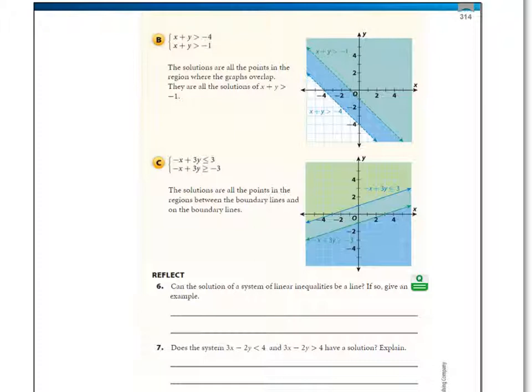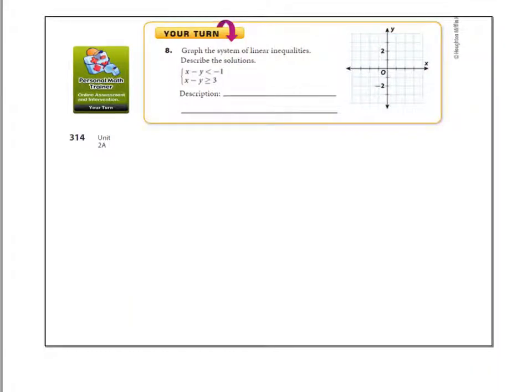So we're going to go ahead and move on to the next problem. So I want you to go ahead and graph number 8 and then describe the type of solution you think that it has. Then unpause this when you're ready to check your answer.